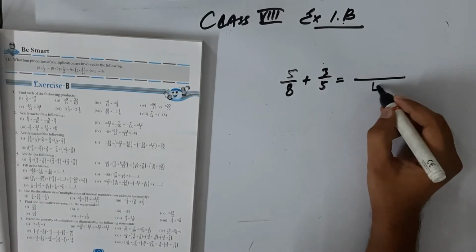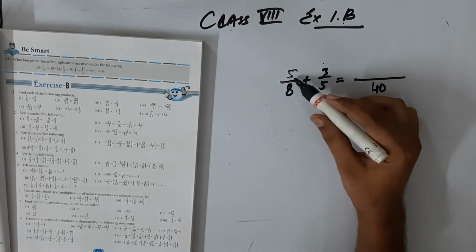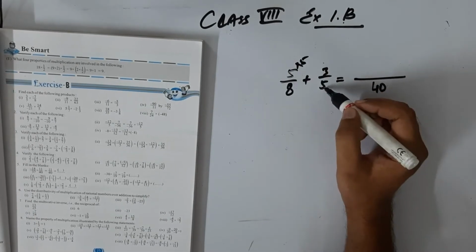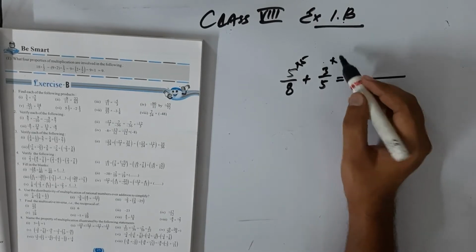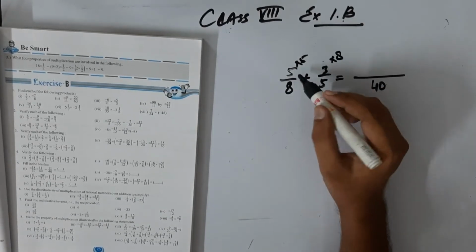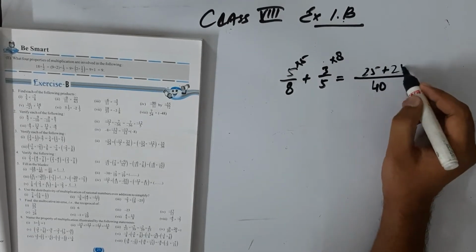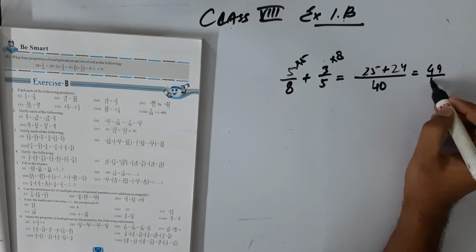LCM will be 40. Then we used to find out how many times we have to multiply. So we have to multiply it 5 times. And how many times should 5 be multiplied to make it 40? Multiply by 8 times. This will become 25 plus this will become 24 equals 49 upon 40.